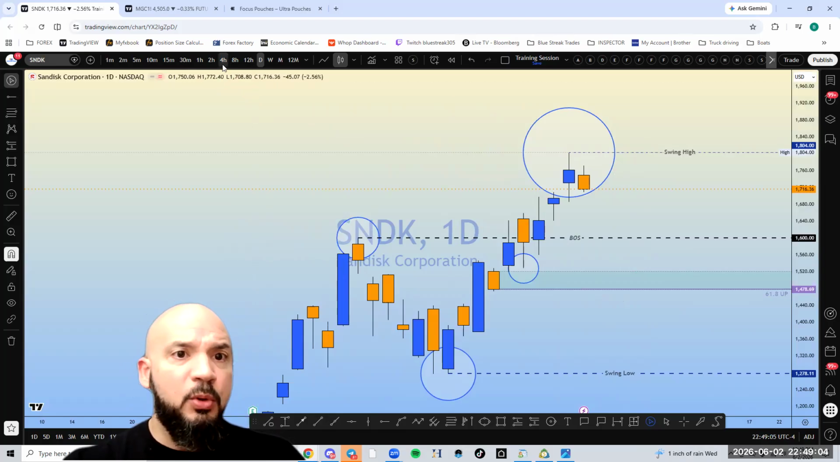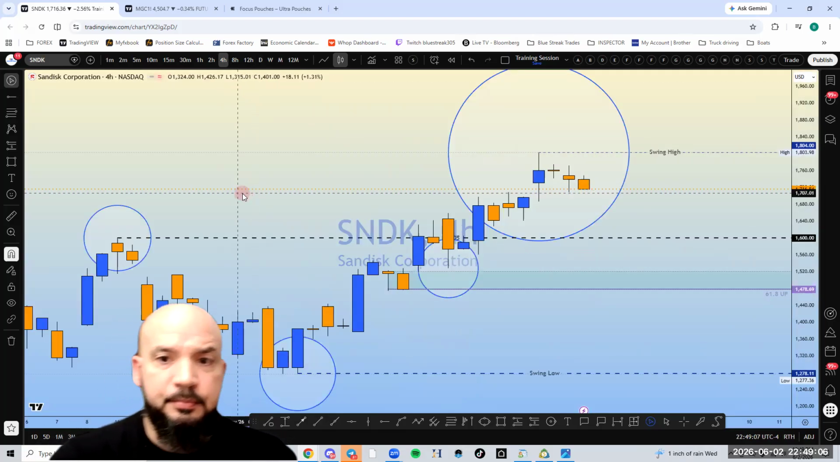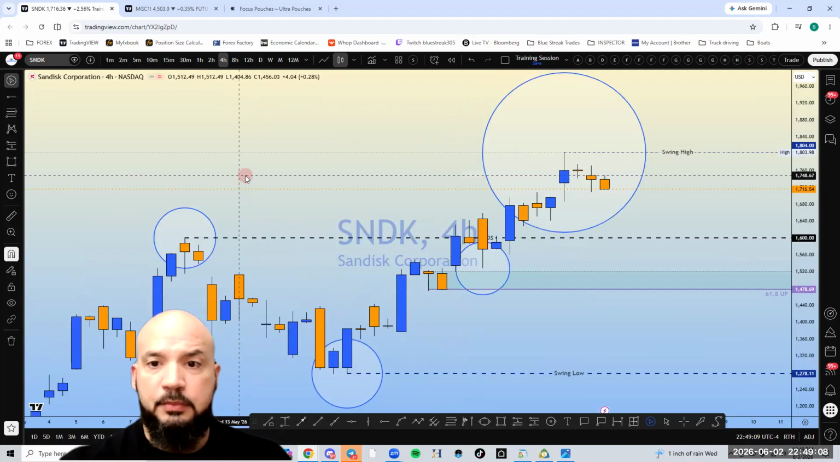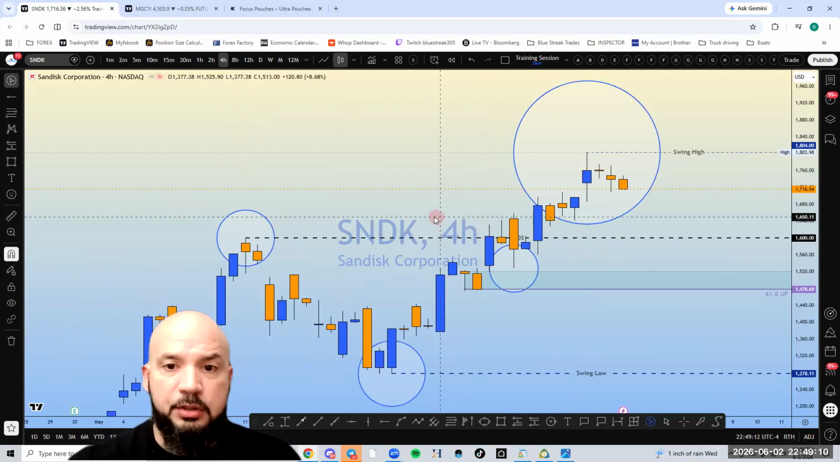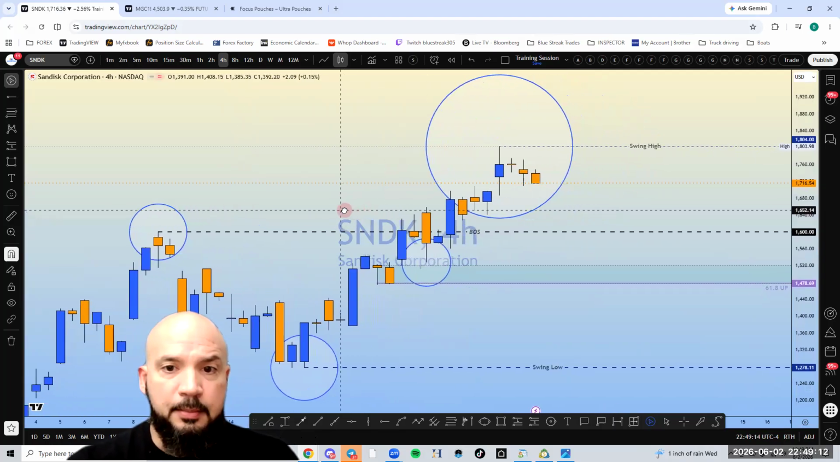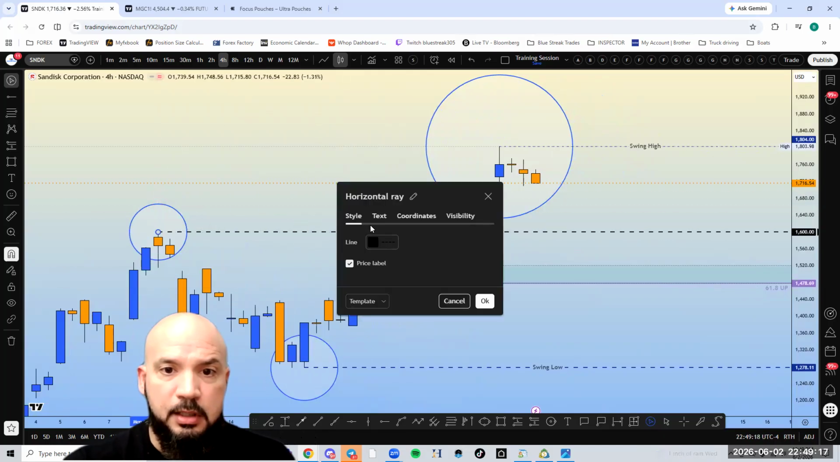Let's go look at what the 4-hour market structure looks like. All right. This is 4-hour market structure. You've got the break of structure here. Let me relabel this as daily.